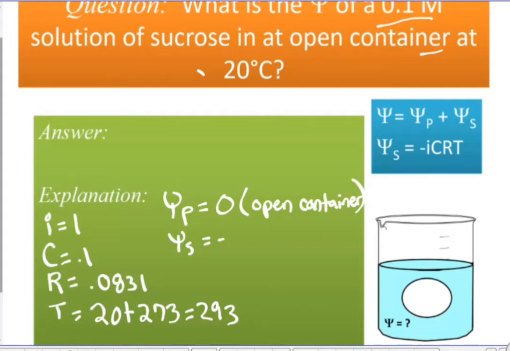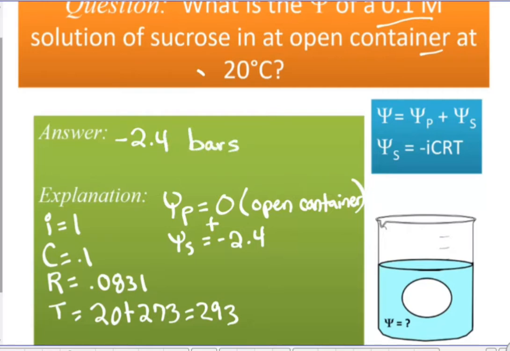So now all I have left to do to calculate my solute potential is to multiply all these numbers together. I'm going to do 1 times 0.1 times 0.0831 times 293. And the number I get is negative 2.4. I can't think of any situation where your solute potential is going to be positive, so that'll be one clue that maybe you've got the wrong answer if you get a positive number.